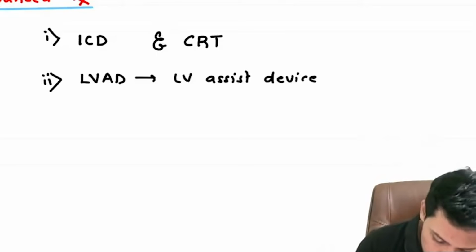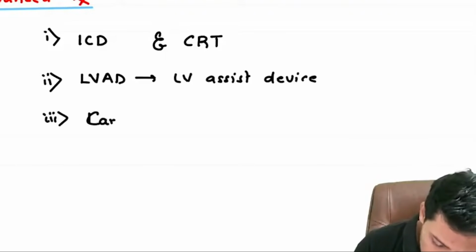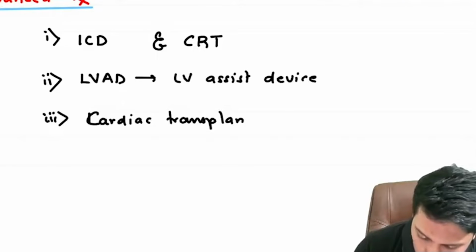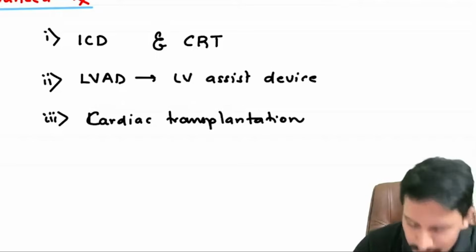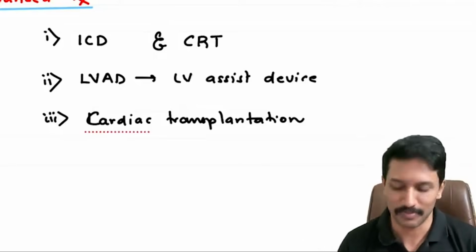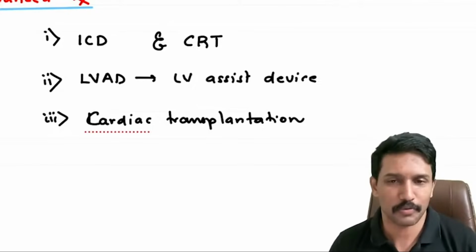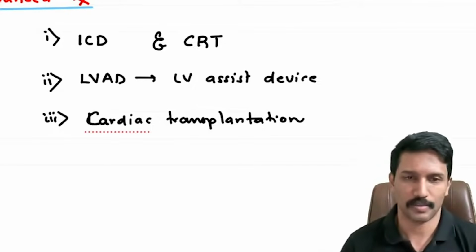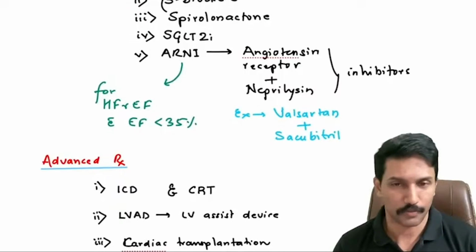Okay, and one more solution we can offer for these patients of heart failure is cardiac transplantation. This heart has failed. If someone gives you another heart, good. Of course, people will say, I'll give you the heart, but nobody gives. A living person, of course, cannot donate a heart. It has to be a brain dead individual. Then we can do a cardiac transplantation, right? So this is about heart failure.